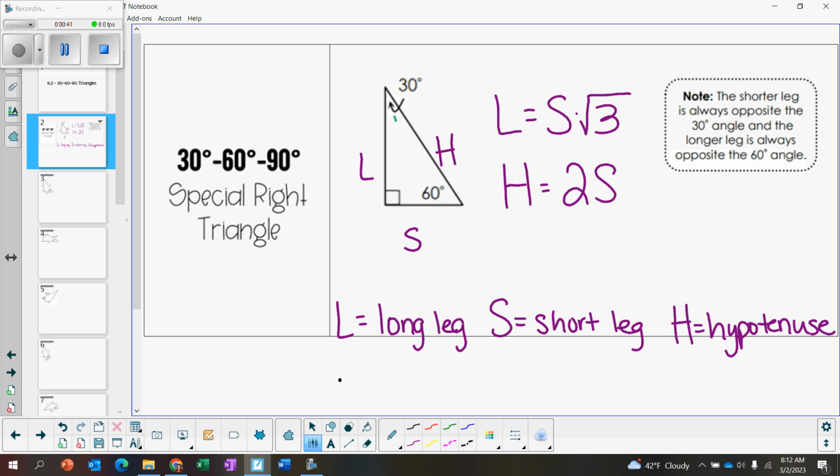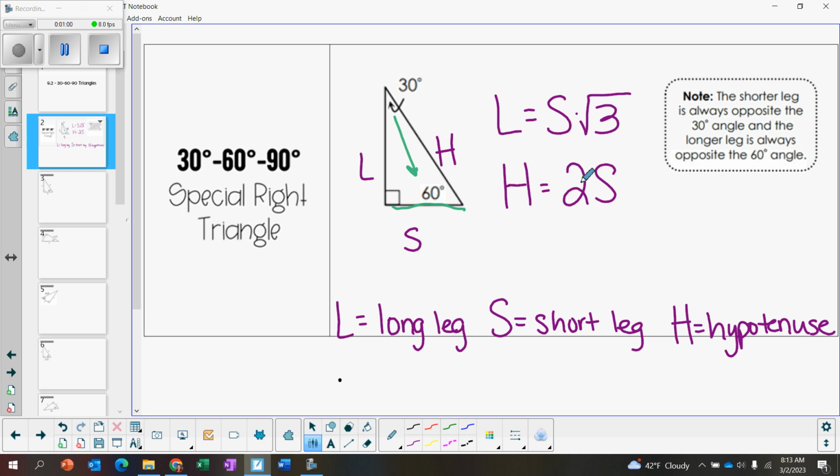Okay, there we go. So across from the 30 is the short leg, and across from the 60 is the long leg. I'm always going to label my 30, 60, 90 triangle with these 3 letters. And now the long leg, L, equals S times root 3. The long leg is equal to the short leg times the square root of 3.